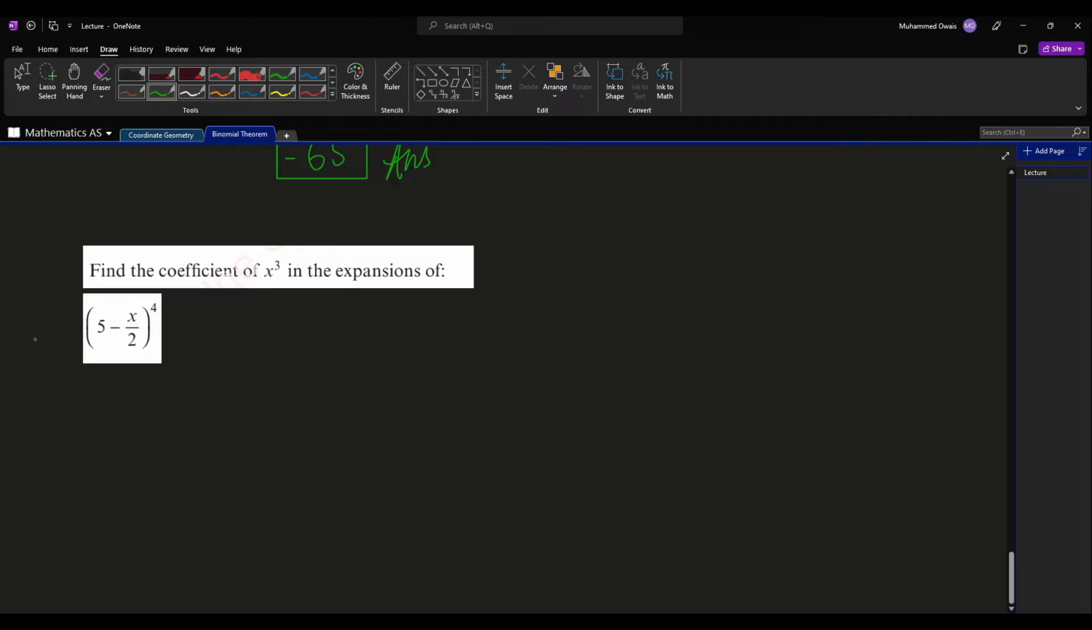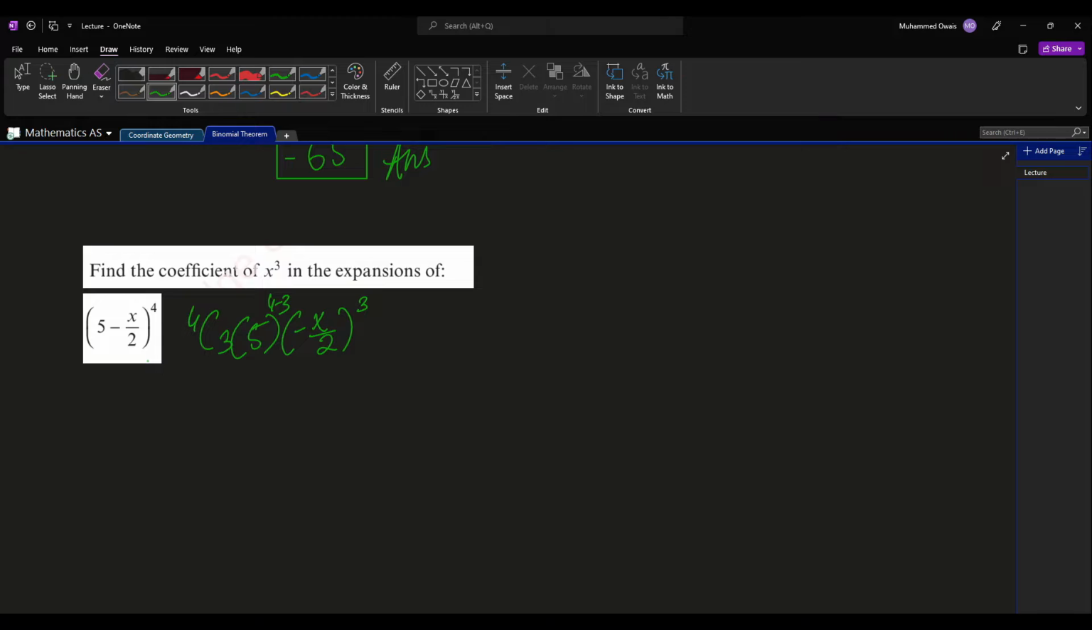So what I can see here is, if I write 4C3, this x, which is minus b, will have a power of r, aka 3. So this will inherently make it x cubed. Then I do not need to expand this whole term. All I can do is directly write 4C3, a which is 5 and b which is negative x over 2. 5 has power 4 minus 3, and minus x over 2 has power 3.